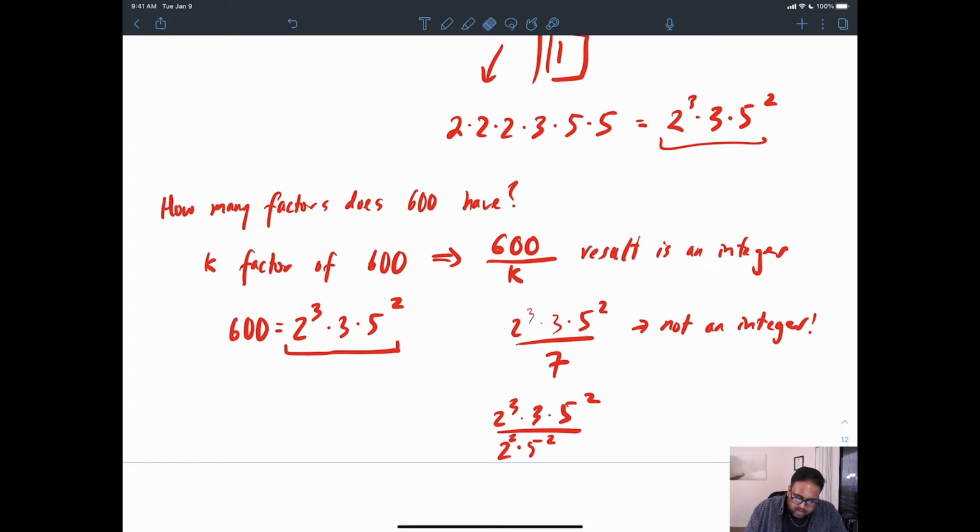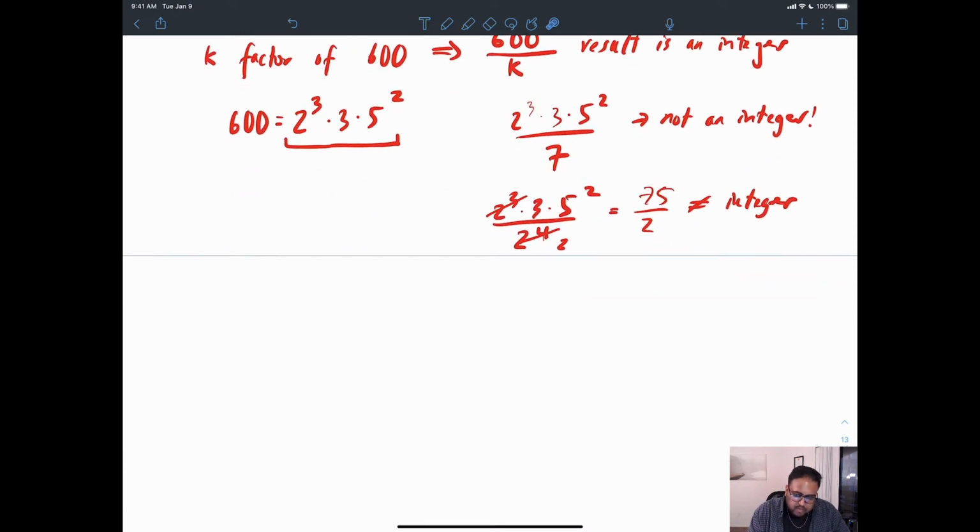But that alone is not enough, right? Is 2 to the 4 a factor of 600? No, right? 16 is not a factor of 600. Notice if you try to do this division, you get 75 divided by 2. That's not an integer. So 2 to the 4 is also not a factor of 600. So not only do factors of 600 have to be made up of only 2s, 3s, and 5s, they have to be made up of between 0 and 3 2s, between 0 and 1 3s, and between 0 and 2 5s. Let me make a little bit more explicit what I mean by that.